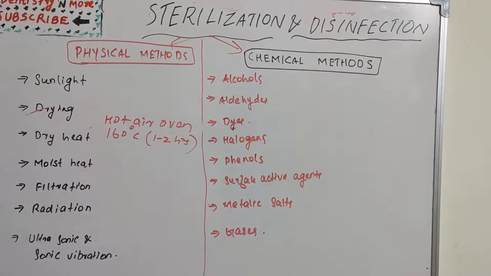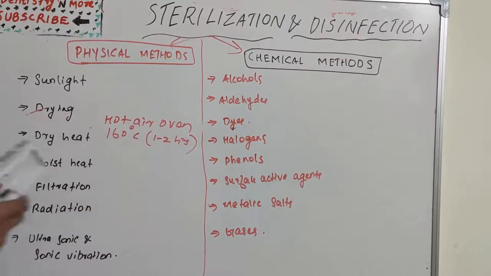Most commonly it is used for glassware like glass syringes, petri dishes, flasks, pipettes, test tubes, surgical instruments like scalpels, scissors, forceps, and chemicals such as liquid paraffin, fats, sulfonamide, dusting powder, etc. All these can be used in the dry heat method.